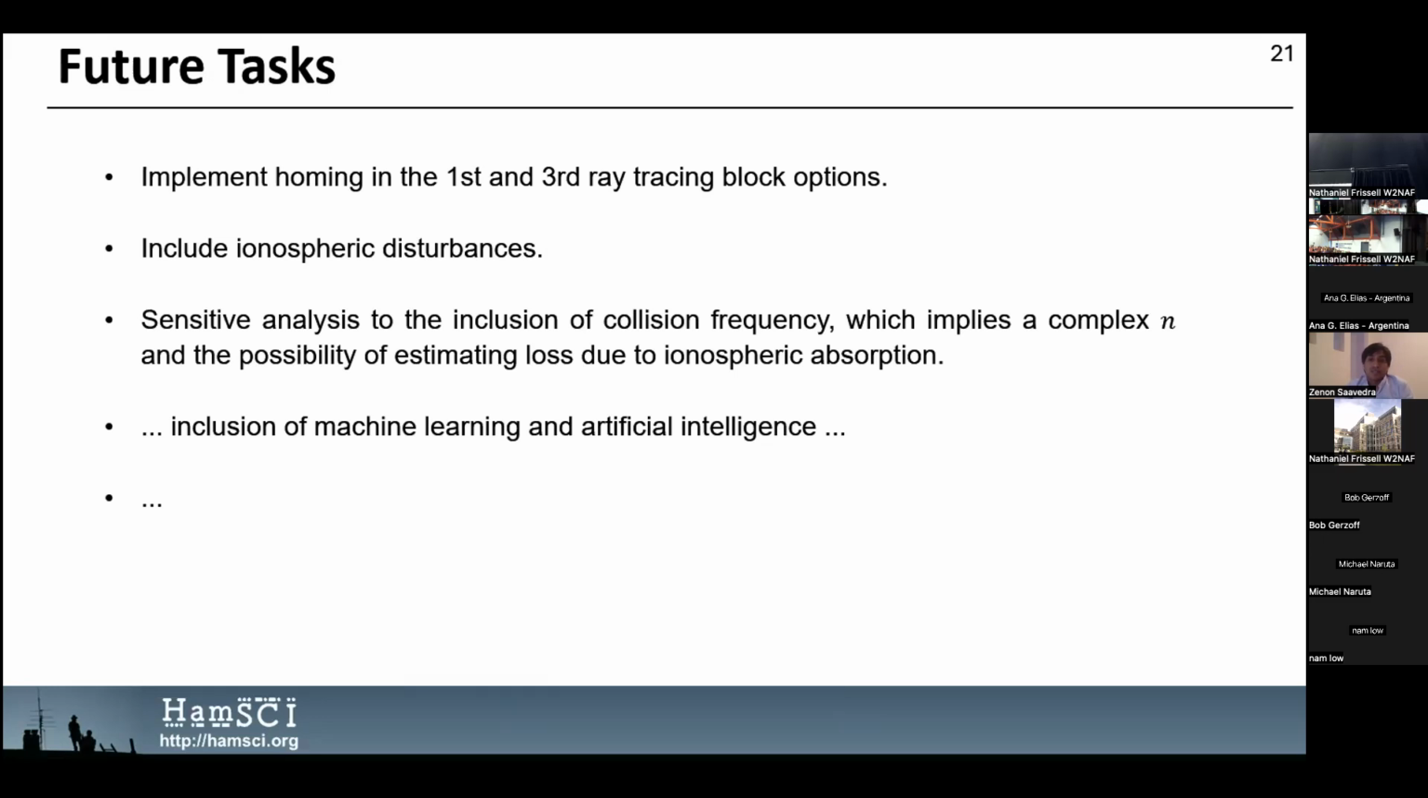Make a sensitivity analysis of the inclusion of the collision frequency, which implies a complex refractive index and the possibility of estimating the loss due to ionospheric absorption. And the last is the inclusion of machine learning and artificial intelligence. For example, introduce a fourth ray tracing option, where we can use machine learning to determine the propagation path and not use the common models like Jones and Stephenson or Snell's law.